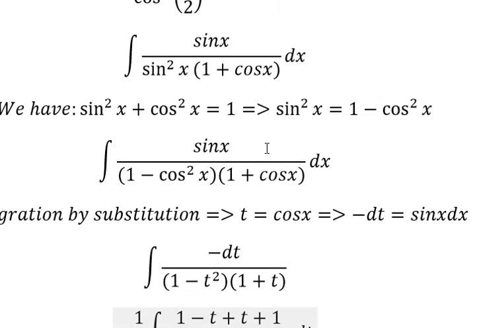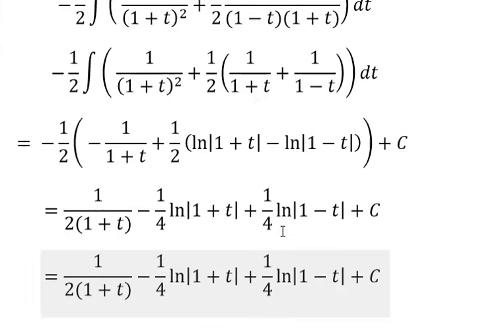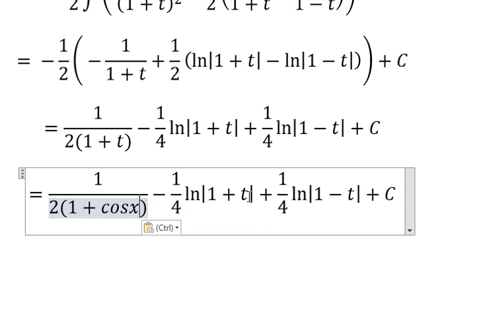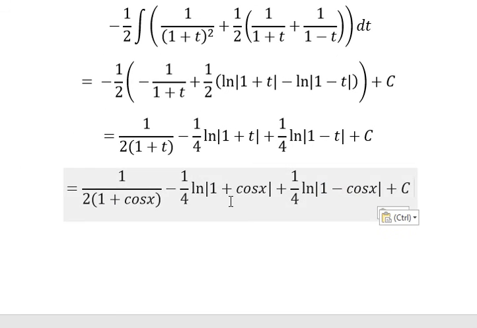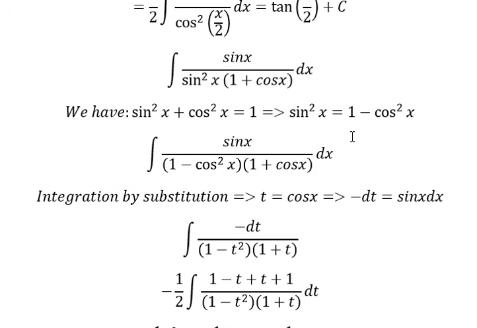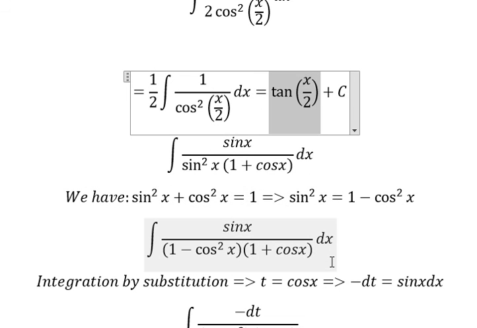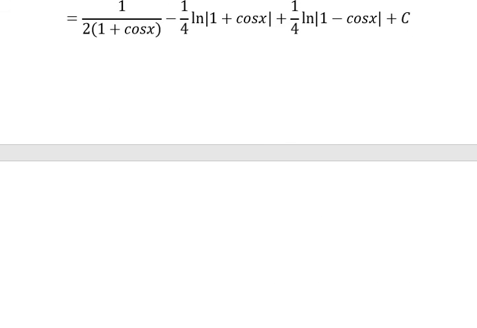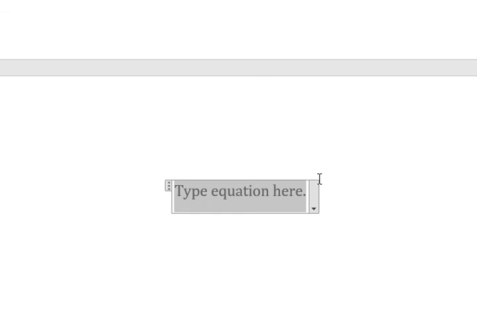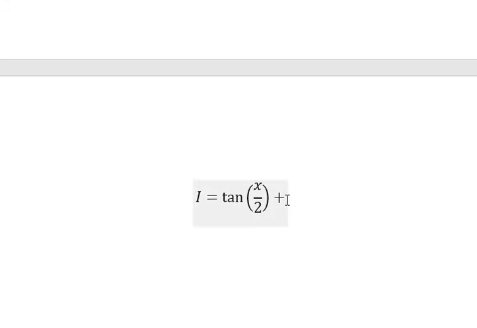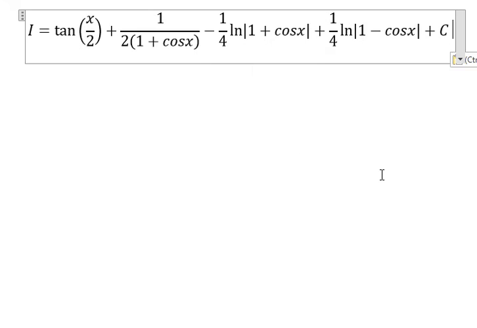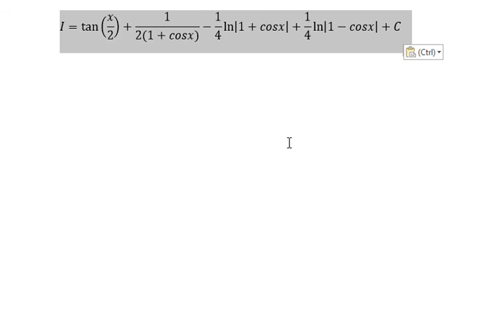Now we convert t back to x, and that's about this one. After we find this one, we can combine result with this one. So that's about I equal to this. Later that we put about this one. This is the final result.